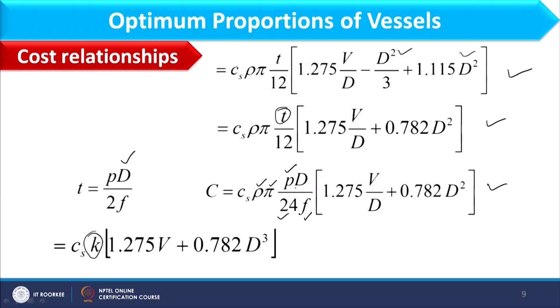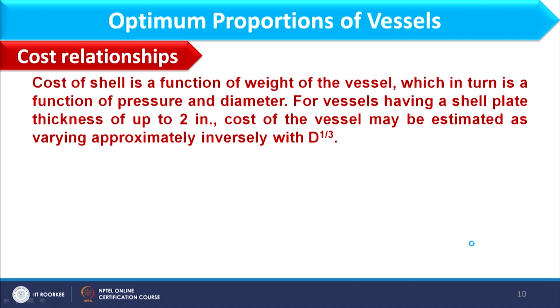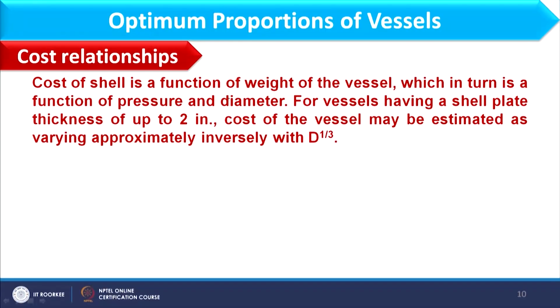So, collectively I am calling that the K factor, and D we can keep inside. So, I have the expression 1.275 V plus 0.782 D cube, where K is this. Now, further we will consider the cost of shell as a function of operating condition. In that case, the cost of shell is a function of the weight of the vessel, which we have already considered, which in turn is a function of pressure and diameter.